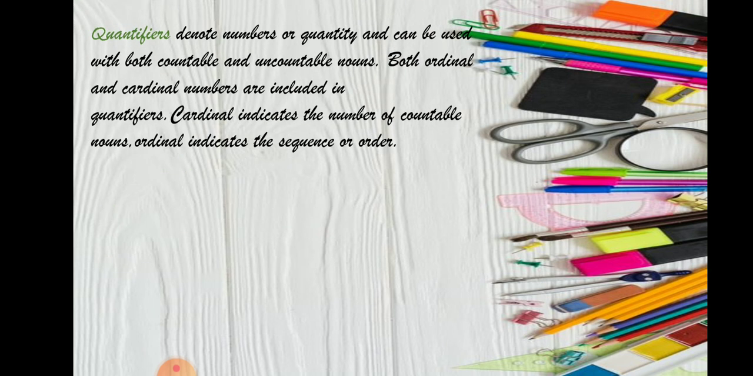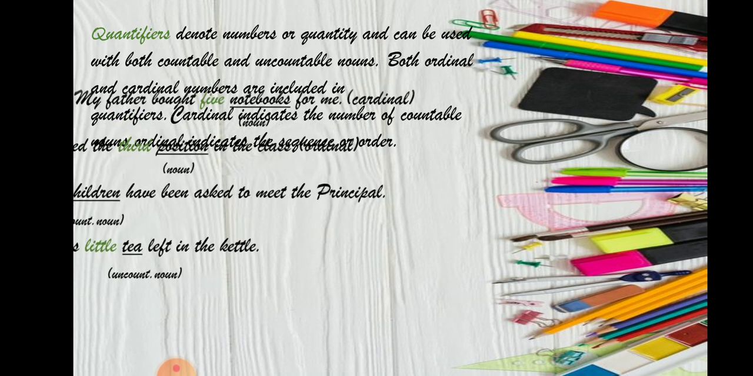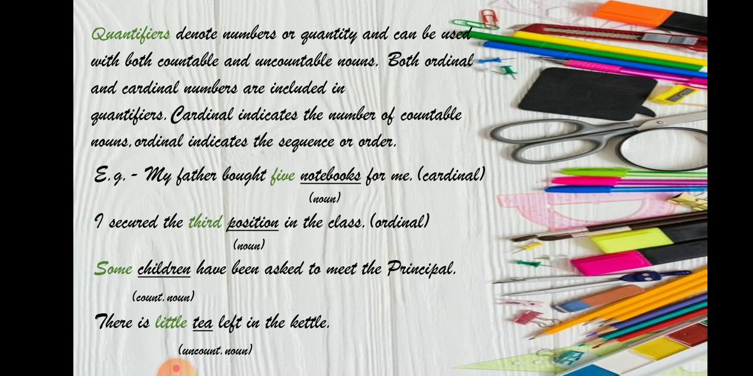Quantifiers denote numbers or quantity and can be used with both countable and uncountable nouns. Both ordinal and cardinal numbers are included in quantifiers. Cardinal indicates the number of countable nouns. Ordinal indicates the sequence or order. The first example says, my father bought 5 notebooks for me. Here 5 is a quantifier and it's a cardinal number.